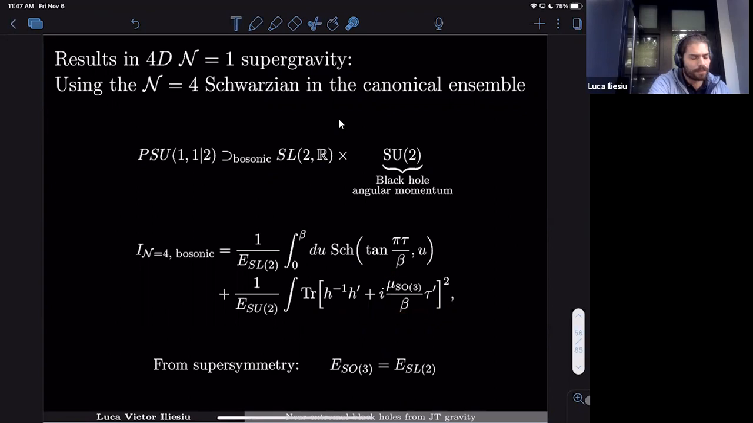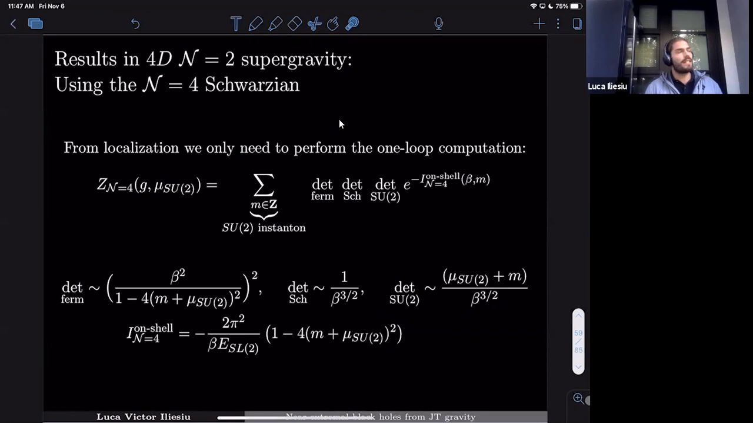And luckily, there's a drastic simplification that occurs when one tries to quantize this theory using a technique called localization. One can actually compute the partition function of these black holes exactly by computing one loop determinants for all the fields in this action, including the fermionic fields that I didn't show. So we get this complicated result that has some dependence with the temperature.